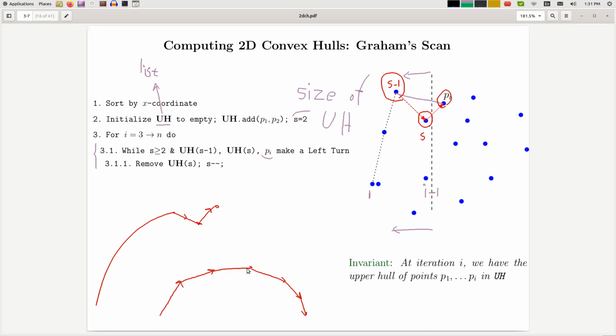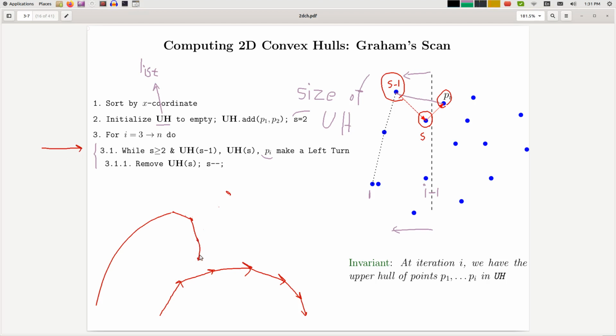When you follow these arrows, you can clearly see that these arrows are turning to the right. So therefore, you should never see a left turn when you follow the upper hull from left to right. Which means if you see a left turn, then that point should be removed. But it is possible that you need to remove multiple points. So for example, if I have a situation that goes like this, it's at this point, and this point, and if I add, say, a point over here, then all of these 3 points should be removed.